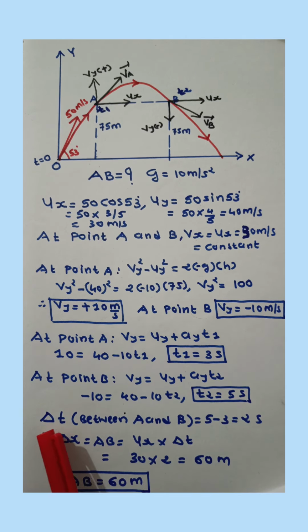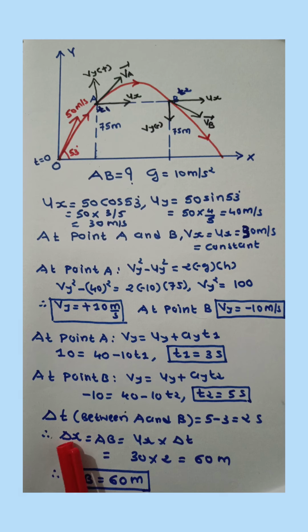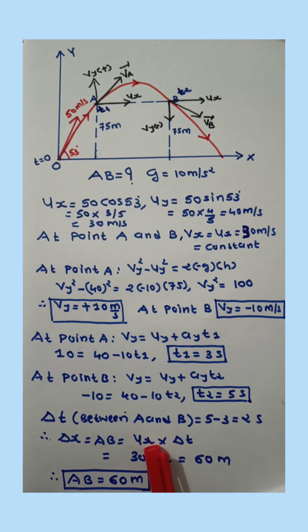So the change in time, or time interval between points A and B, that is 5 minus 3, is 2 seconds. So the distance between points A and B, delta x or AB, is equal to Ux into delta t. So 30 into 2. So the distance between A and B is 60 meters.